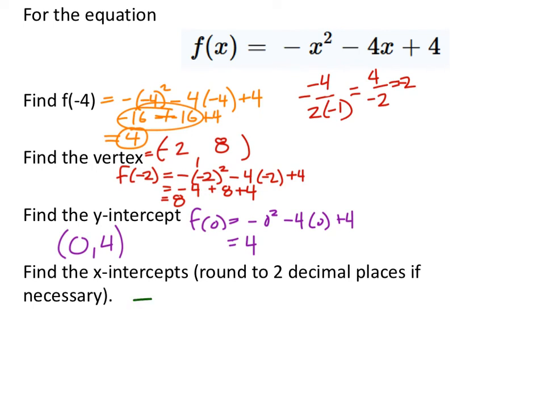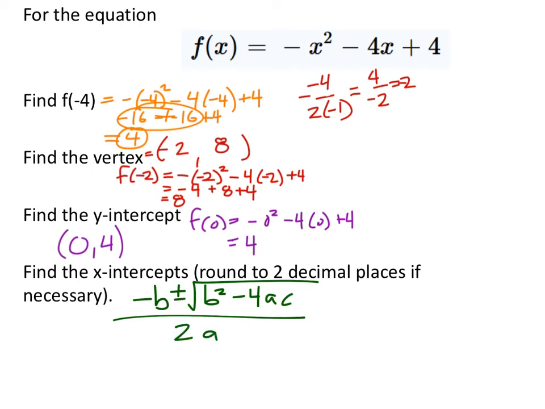So we're looking at negative b plus or minus the square root of b squared minus 4ac all over 2a, right? And we already know the b value is negative 4, right? So we'll replace the b's with negative 4. And then the a value in this is negative 1. Right, if we look up here, negative 1. And then finally the c value, which is 4.